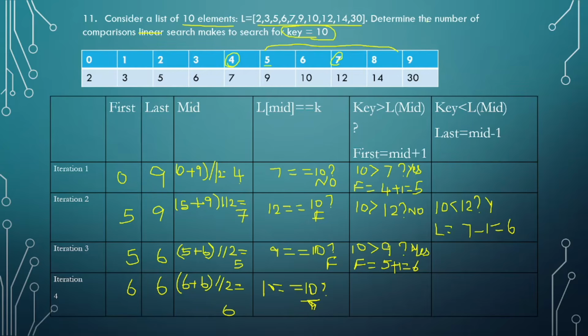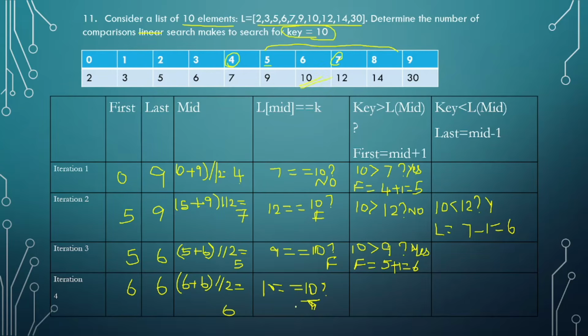Now what is the question they asked? Determine the number of comparisons. How many comparisons have we done? 4 comparisons we have done. And where are you finding the position? At which position is it? 10 is at position 1, 2, 3, 4, 5, 6, 7.